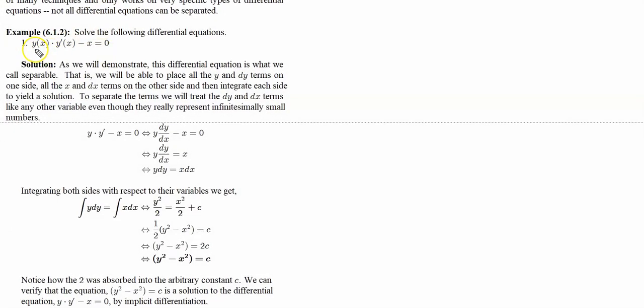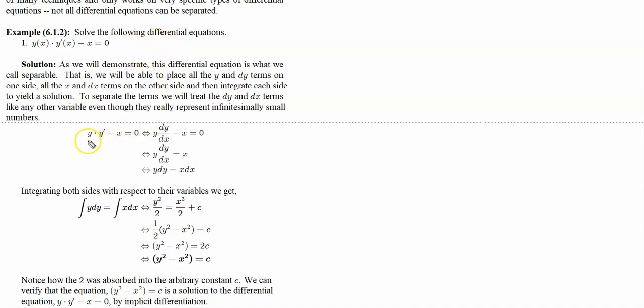So in this example, we want to solve this differential equation. So we have the function y times its derivative minus x is equal to 0. So we want to solve this differential equation and find out what is the function y. So to do this, we're going to separate this differential equation so that all of the y's and the dy appear on one side, and the x's and the dx appear on the other side, and then we'll integrate.